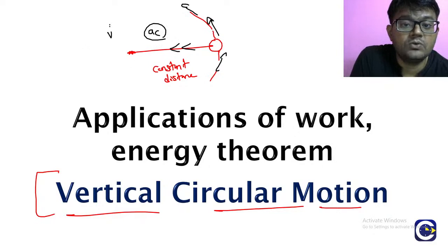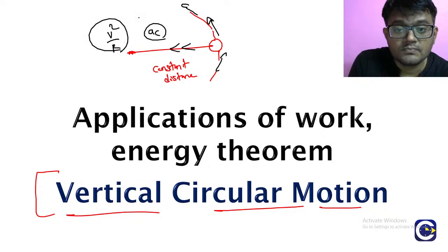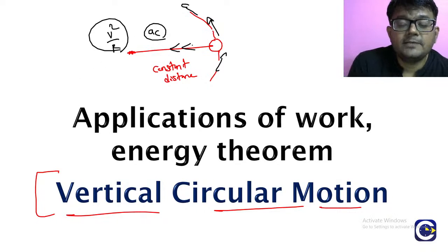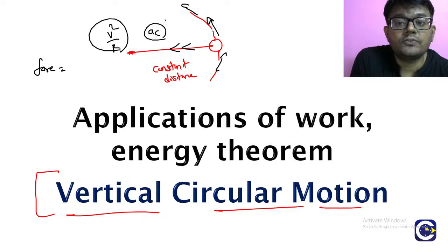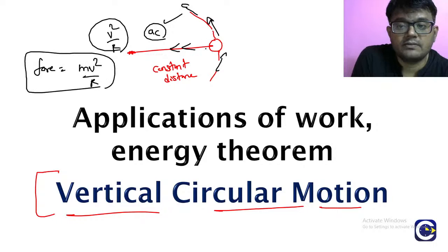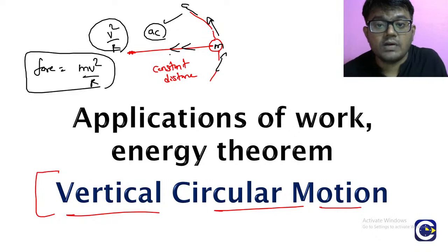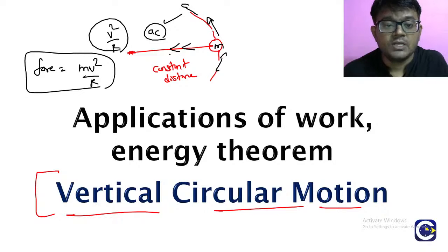What is the centripetal acceleration value? V square by r, where V is the speed or the velocity at that instant, and r is the radius of the circular path. Then the corresponding force that is required is what? If you are looking to get an acceleration of V square by r, what is the corresponding force requirement? m v square by r, where m is the mass of the object. Because if you want an acceleration a, what is the required force? ma, right? So this force should be provided by some external entity.